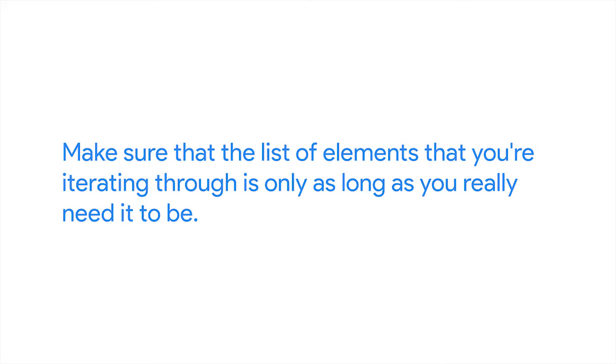Instead of making one network call for each element, make one call before the loop. Instead of reading from disk for each element, read the whole thing before the loop. And even if the operations done inside the loop aren't especially expensive, if we're going through a list of 1,000 elements and we only need 5 out of them, we're wasting time on elements we don't need. So, make sure that the list of elements that you're iterating through is only as long as you really need it to be.